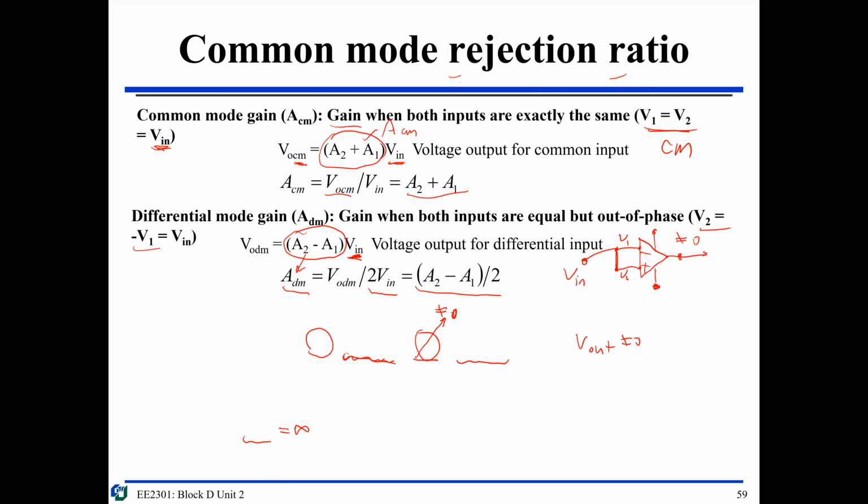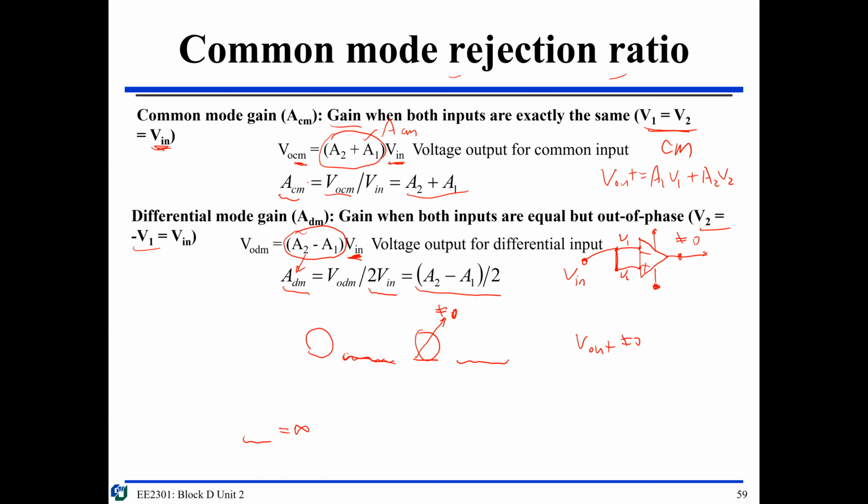In this case, based on a previous slide, we know that V out is A1 V1 plus A2 V2, because V1 equals V2 equals V in. So we call A1 plus A2 ACM, the common mode. So in this way, you know the common mode amplification coefficient is A1 plus A2.